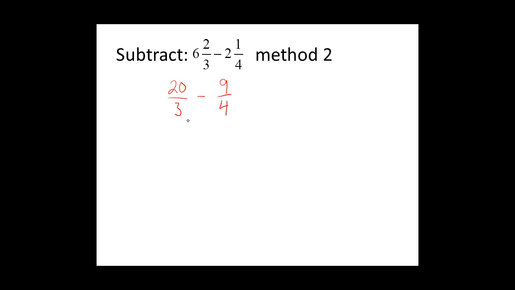Now we need to find a common denominator. As we learned from the last problem, the common denominator of 3 and 4 is 12. So we need to write these fractions with denominators 12.